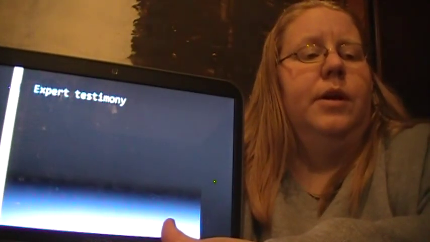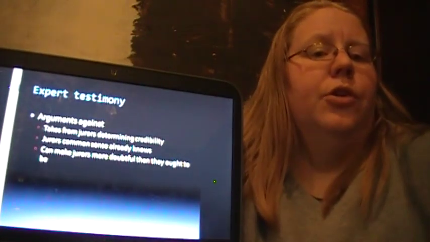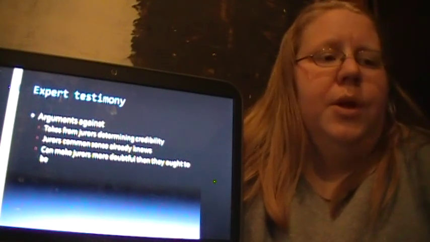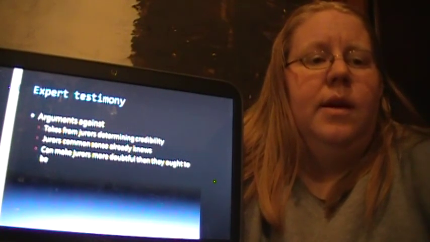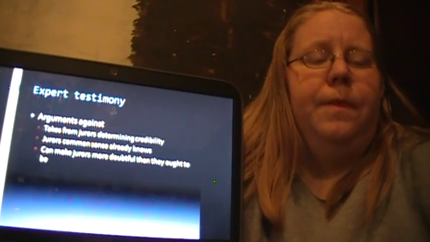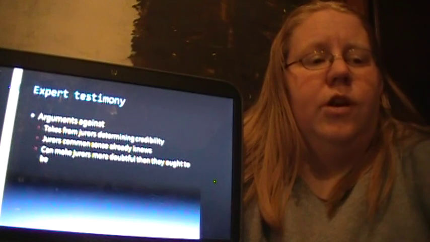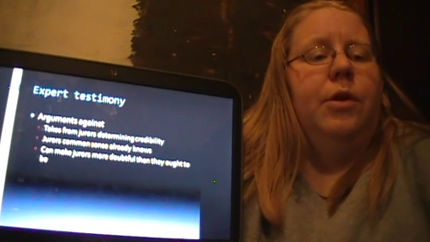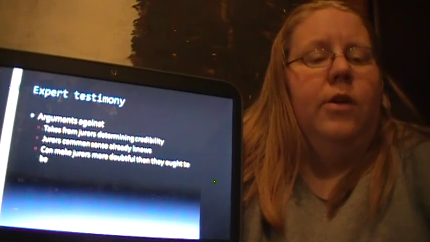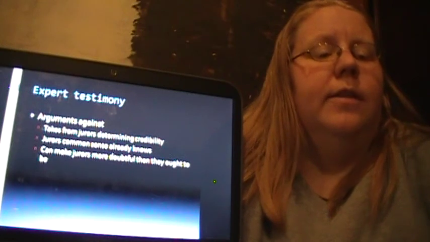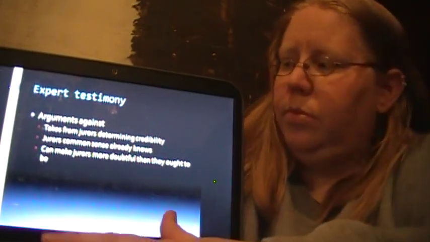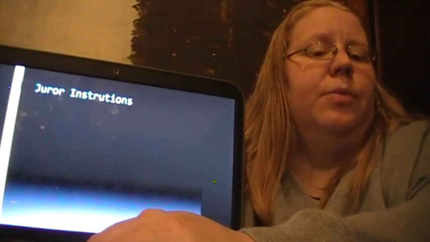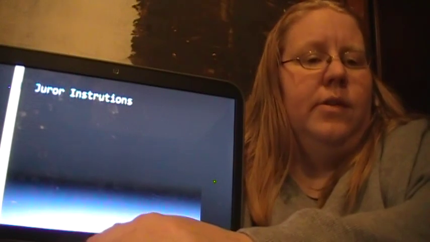The expert testimony argument is that it takes away from the jury, who is supposed to determine the credibility of the witness. The jurors already have the knowledge from their own experience, and expert testimony can make the jurors more doubtful than they ought to be. The jury instructions are used to make them aware of things that they don't know. Not that it's above their knowledge, but to bring to light what to pay attention to. Juror instructions allow us to have the jury pay attention to certain aspects of a witness's testimony.